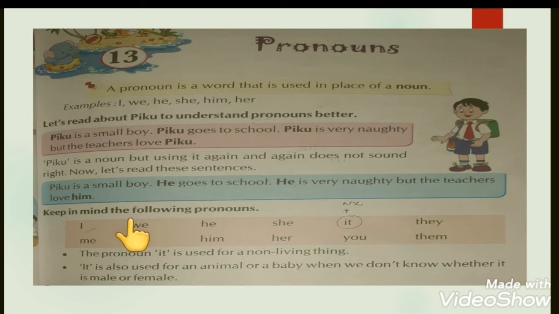Keep in mind the following pronouns: I, me, we, us, he, him, she, her, it, you, they, them. The pronoun it is used for non-living things. We use it for non-living things. It is also used for animals or a baby when we do not know whether it is a boy or a girl.